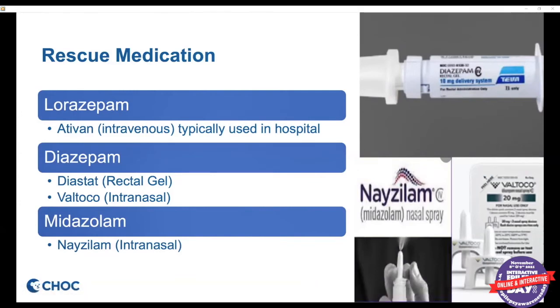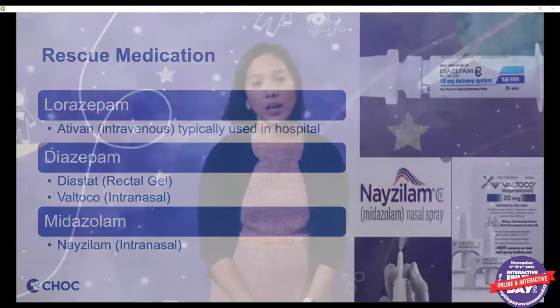However, the recent approval of two benzodiazepines administered through the nose, Valtoco and Nasolam, have vastly improved the ease of administration and afforded greater discreetness for a patient needing rescue therapy. With that, I'd like to turn it over to my colleague, Dr. Melody Sen, who will complete this presentation.